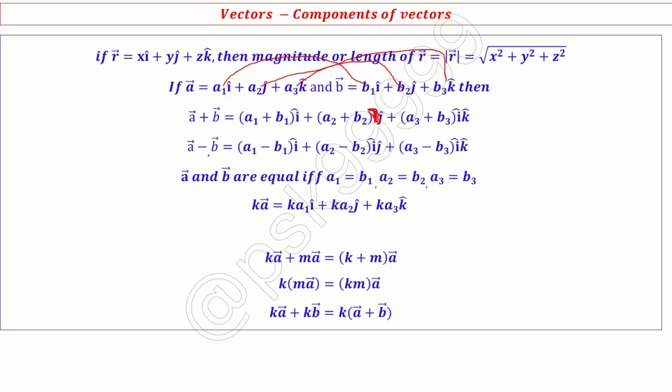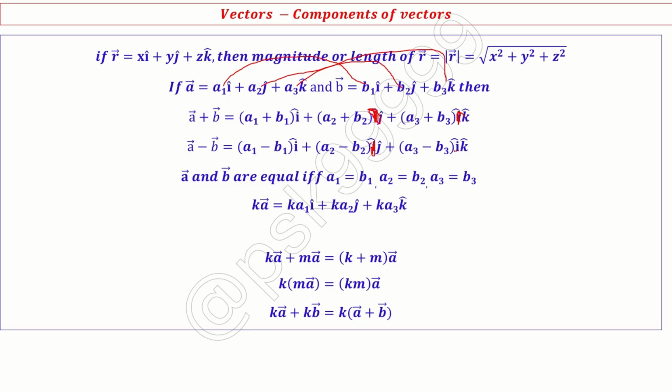And if you do minus, obviously the same way: you take the x component, y component, and z component of the respective vectors and just subtract them. So a1 minus b1, a2 minus b2, a3 minus b3. And you remember, whatever way you are subtracting the vector a minus b, you subtract the components in the same way. Otherwise, the directions will go wrong.